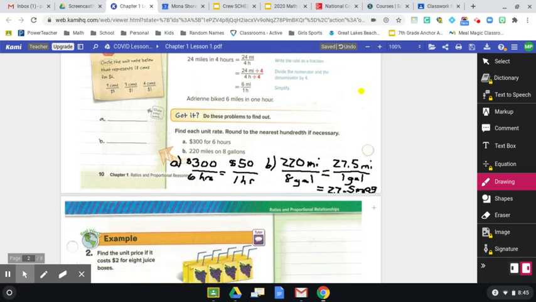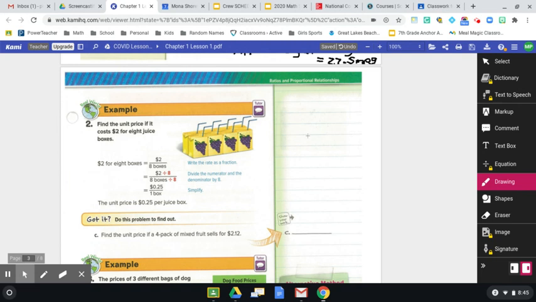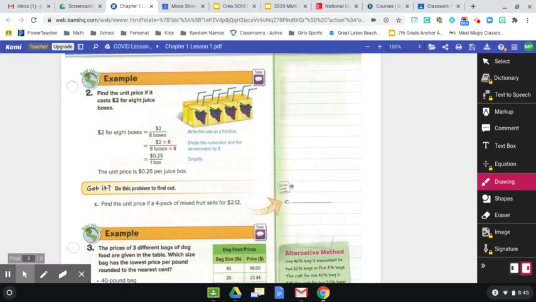Okay, so I'm going to do one problem with you that has to do with money. We're going to take a look at letter C. This is on the next page in letter C for the got it. Find the unit price if a 4-pack of mixed fruit sells for $2.12. When you deal with money, any type of money problem, you always want to make sure money is in the numerator.